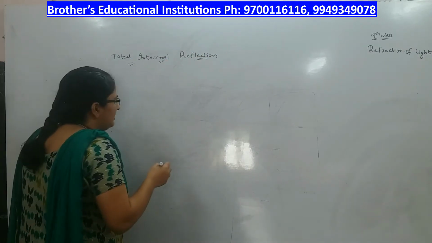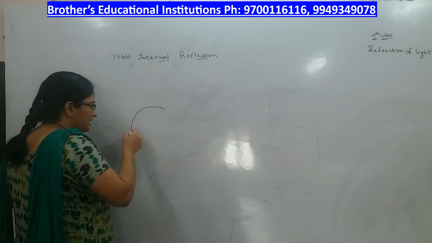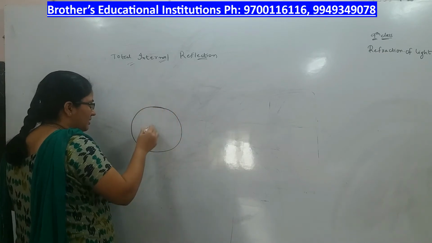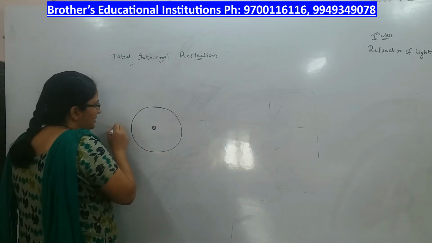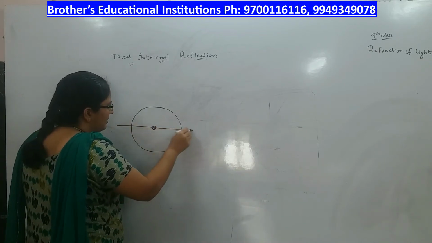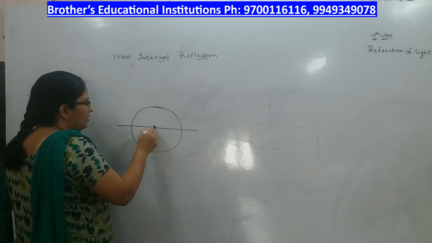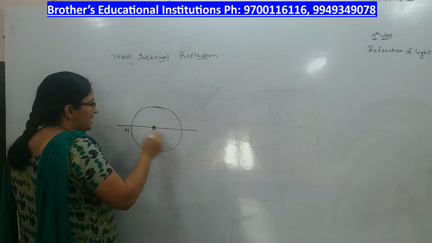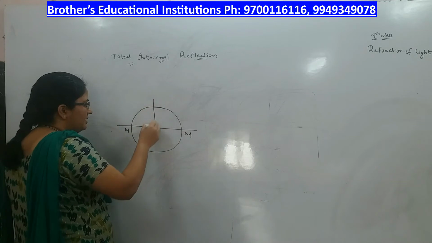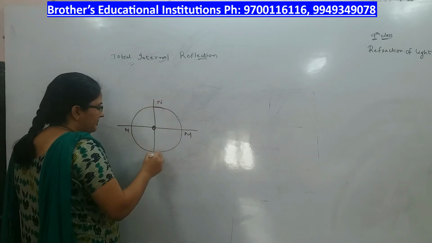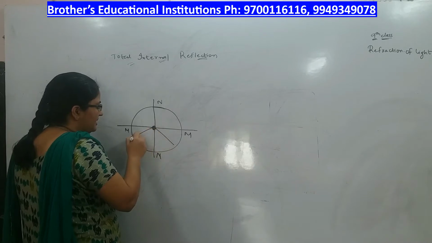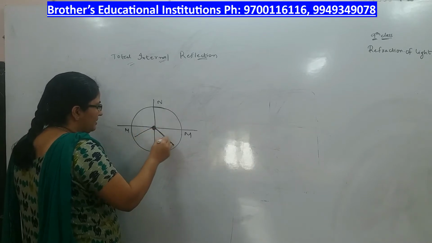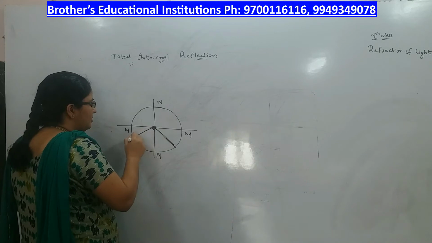What you do is take a metal disc. See that it has got two straws. Let us call this as NN'. Let us say it has got two straws fixed at the center like this. This is one straw and this is another straw.